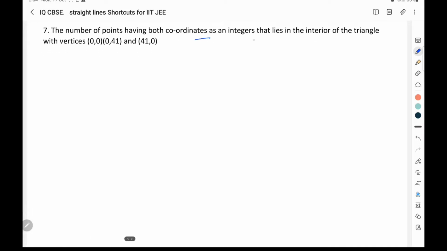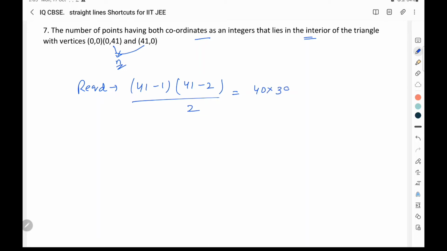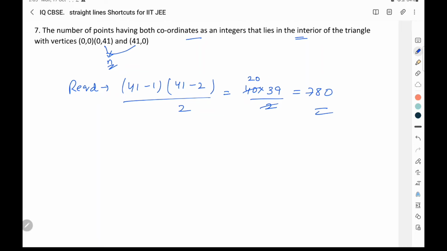Okay. Same problem only this one. The number of points having integrals means we have to find the coordinates of the integers that lie inside. So that is integral points. Here, just like the previous model, we got the n value. The required points formula is (n-1)(n-2)/2, that is 40 into 39 by 2. 2 into 20 is 20 times, so I get 780. Okay, next one.